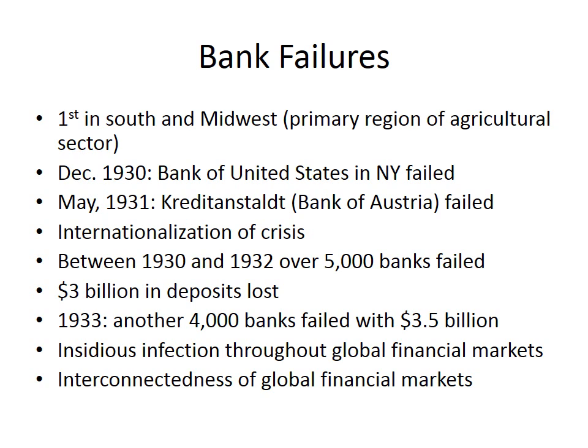And so now you see between '30 and '32, 5,000 banks in the United States will fail with a total of $3 billion in deposits. In '33, another 4,000 banks will fail with $3.5 billion in deposits. So $6.5 billion is going to be sucked out of the system in a little better than a year and a half. And it's an insidious infection.